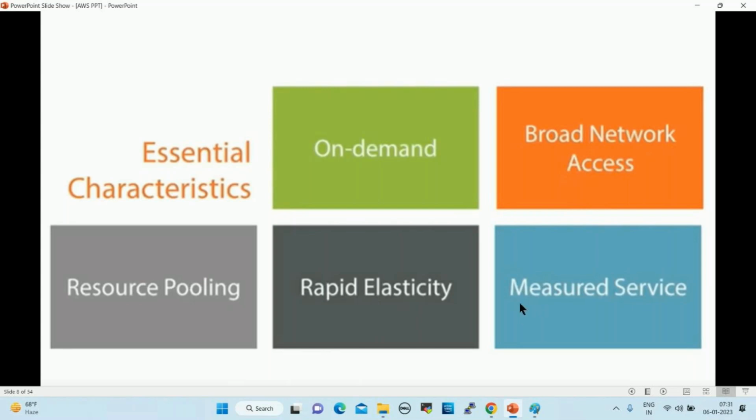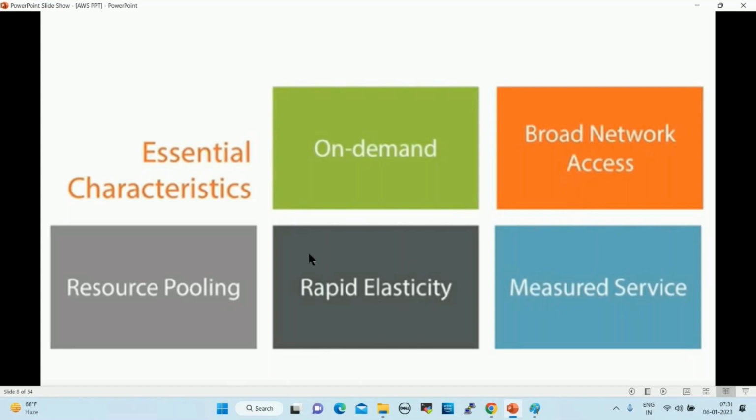So next one, measured service. What is measured service? Whatever services we are using in cloud, those are measured. For example, if you are using the servers for 1 hour, we have to pay the bills for 1 hour only, right? If you are using a server for 9 hours per day, for that 9 hours only, we have to pay the bills, right? Which is nothing but measured service.